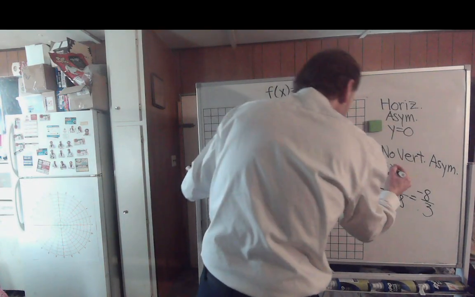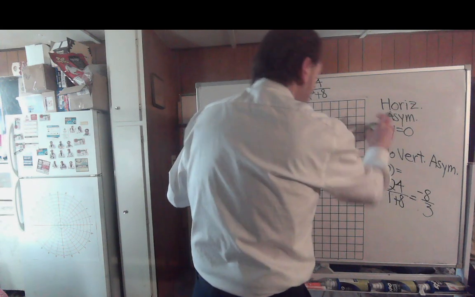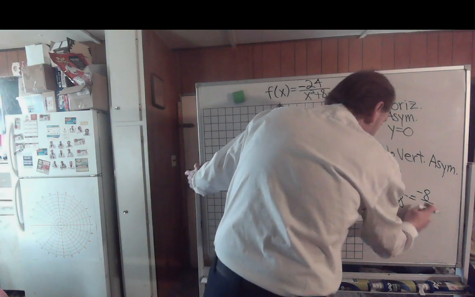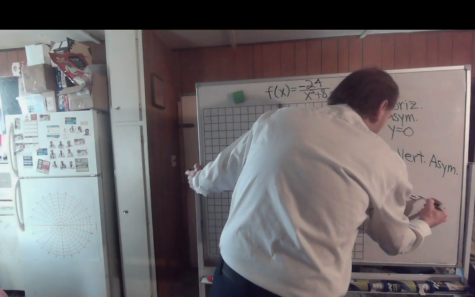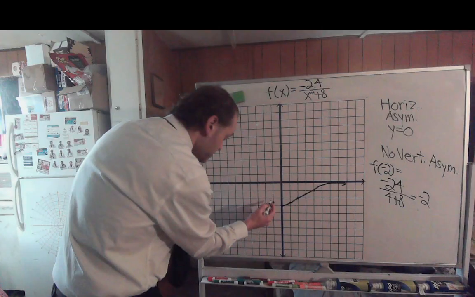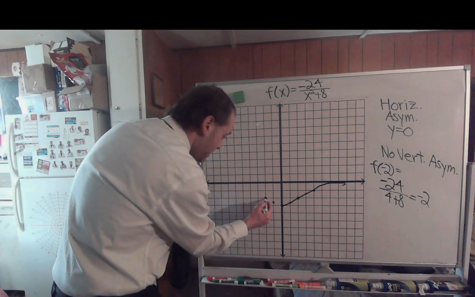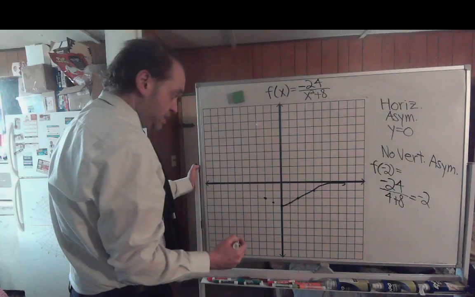Then if we did negative 2, you would end up getting negative 24. So what's negative 2 squared? That's positive 4. Negative 24 over 12 would end up giving you a y value of negative 2. So at x equals negative 2, you'd be at a y value of negative 2.